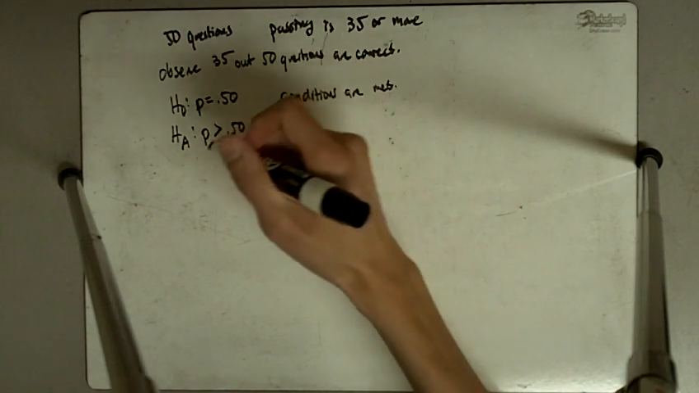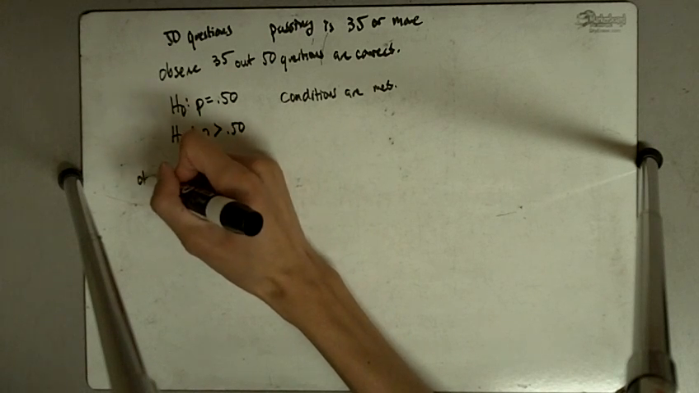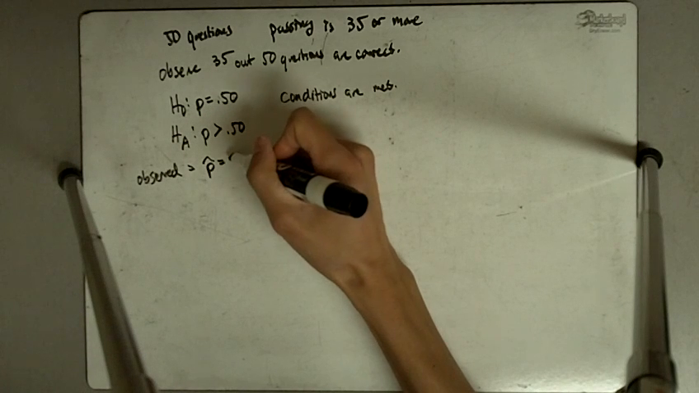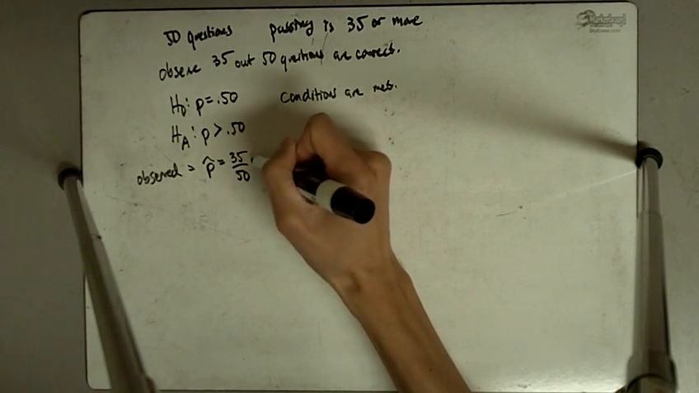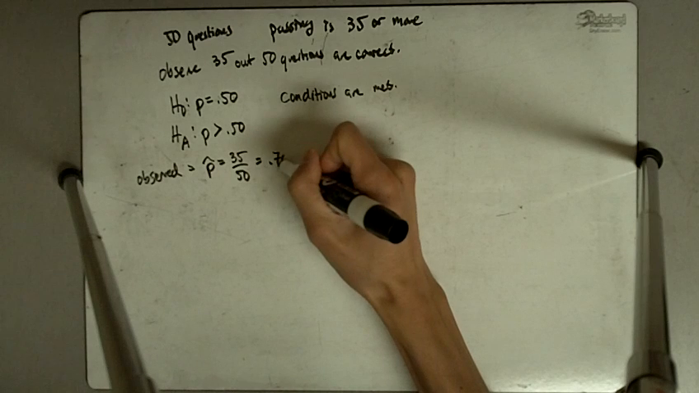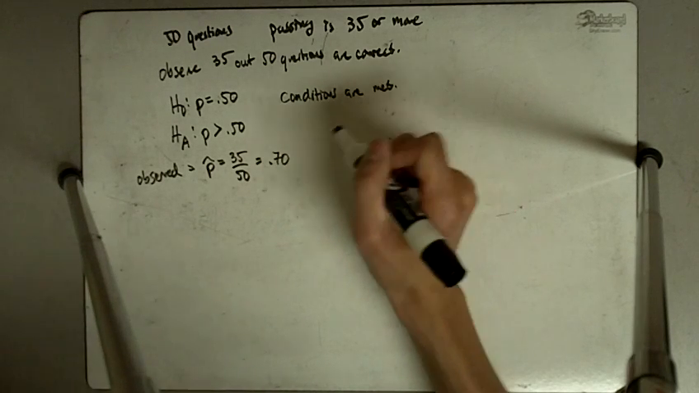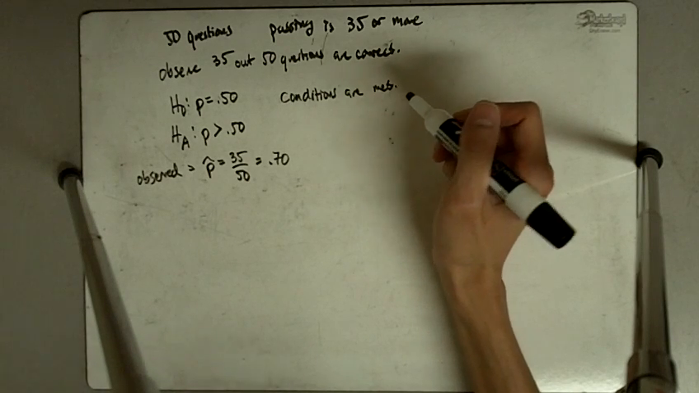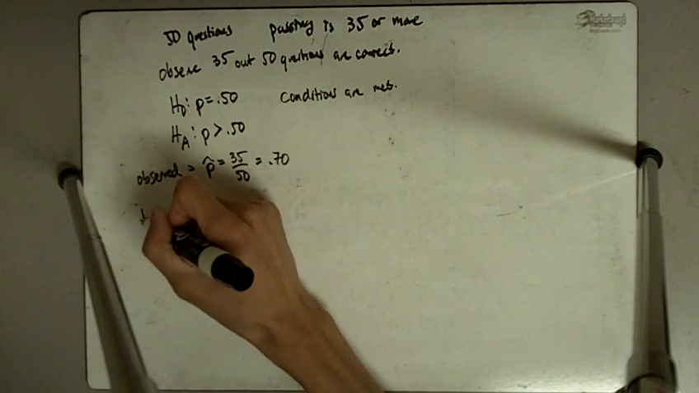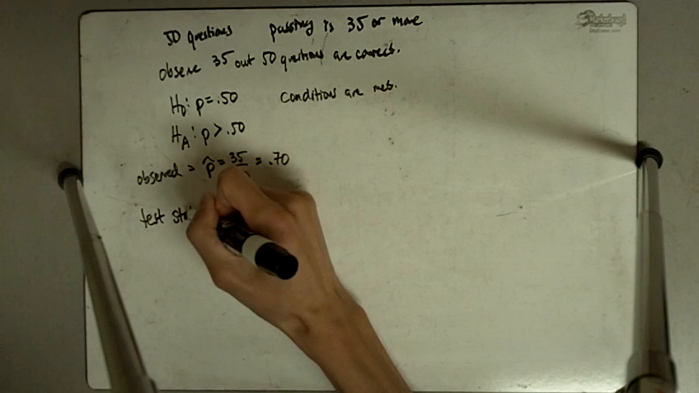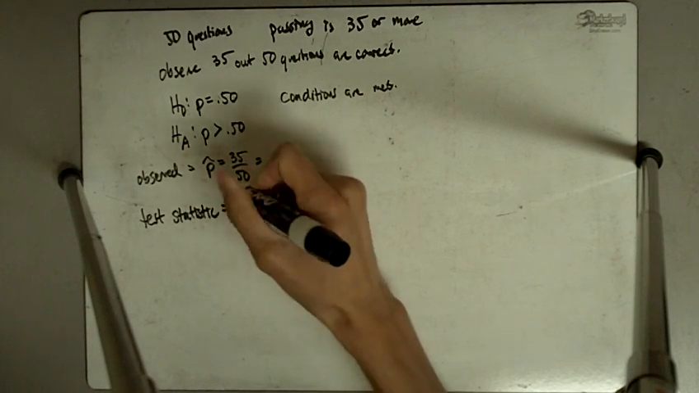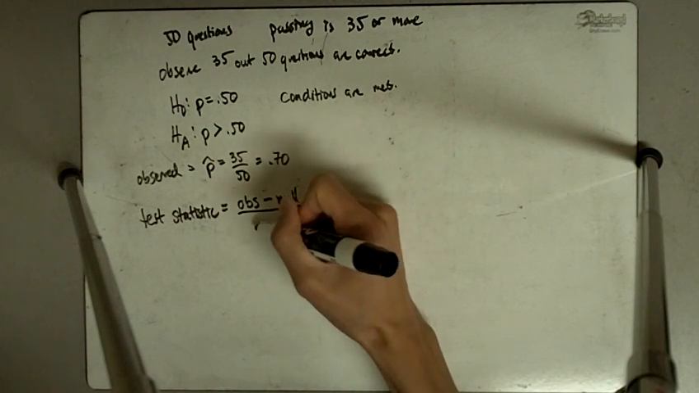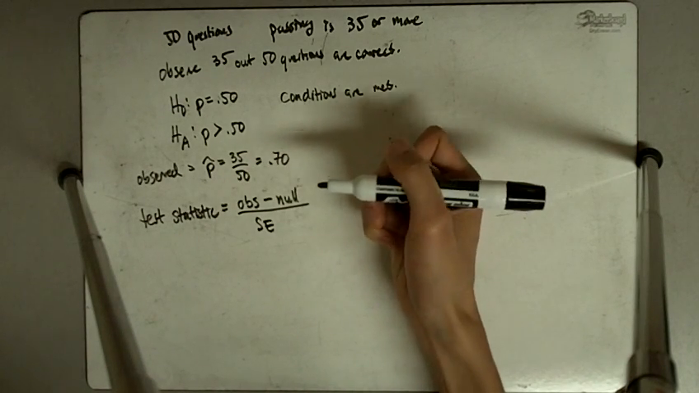Okay, so what we observed is p hat, and that's 35 out of 50 questions correct. So our p hat is 70%. And is this different enough for us to reject the null hypothesis? Our test statistic, as always, is what we observed minus what we expect in our null hypothesis, divided by our standard error.